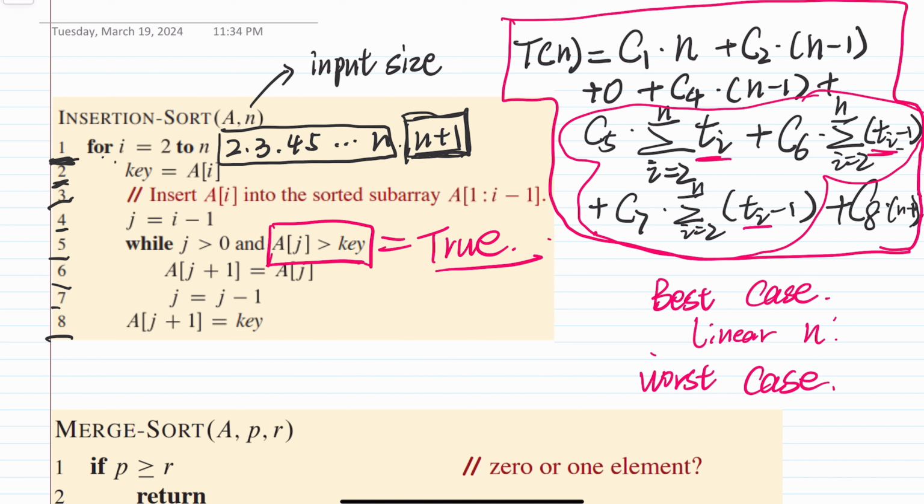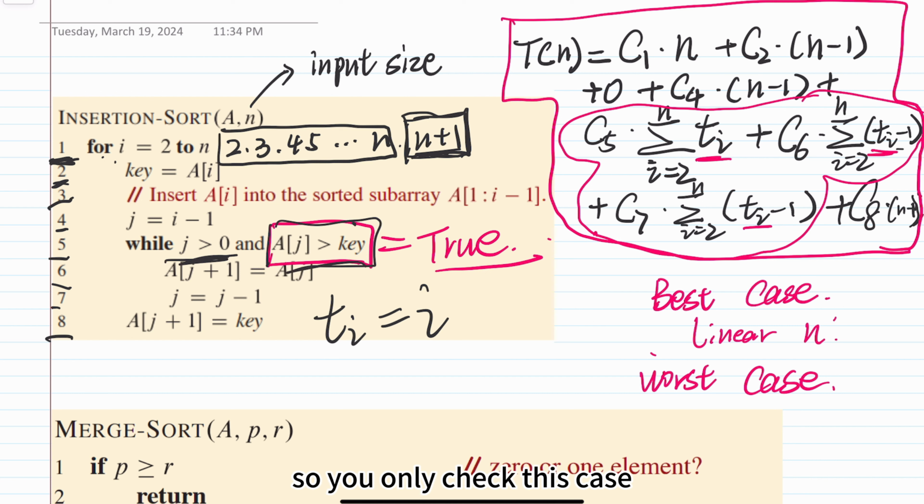In the worst case, t_i will equal i, because this condition is always true, so you only check this case. When i equals 2, you have j equal to 1, and it is executed 2 times. When i equals 5, it will execute 5 times. When i equals n, it will execute n times. So when t_i equals i, it will be the worst case.